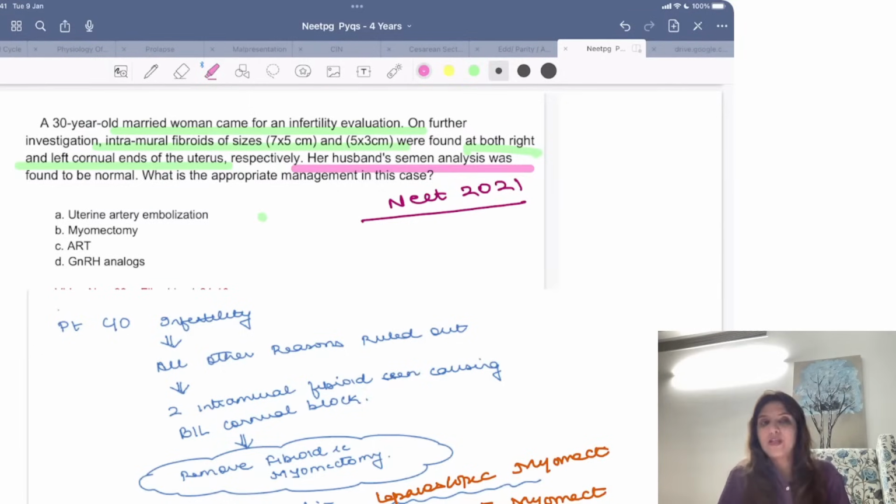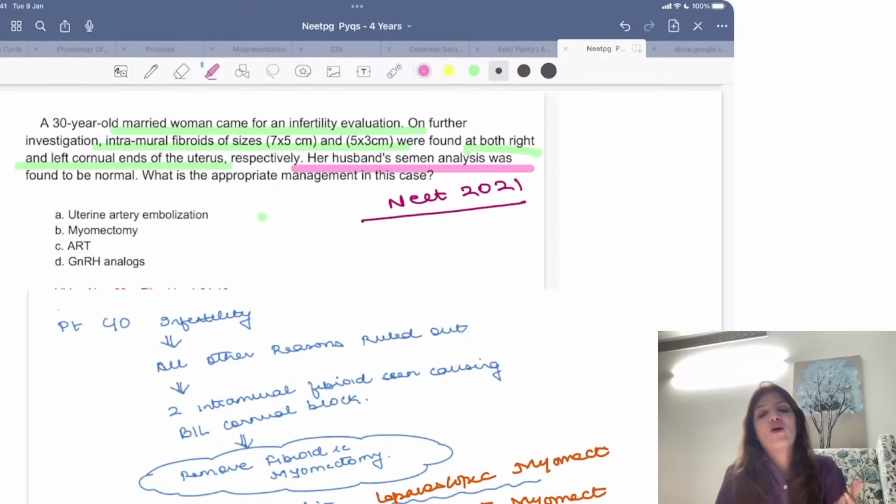See, normally what we do is, normally intramural fibroids do not lead to infertility. It is mostly the submucous fibroids which lead to infertility, right? But here the question is telling you that there are intramural fibroids which are present near the cornual end, and probably this is the reason why they are leading to infertility, whereas husband's semen analysis report is normal. So now when I have excluded all other causes of infertility and I am seeing that there are fibroids present, I will presume that it is these fibroids which are leading to infertility.